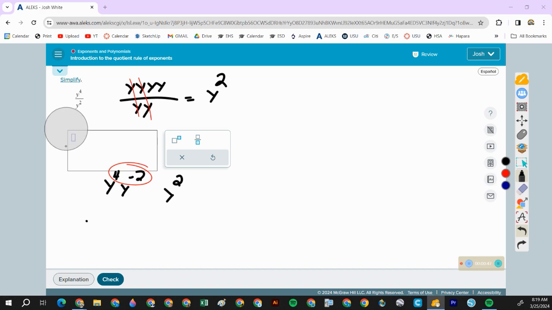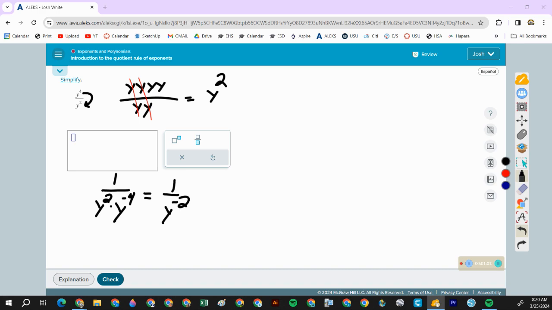Now, you could move the top one. So if I move this down here, I get 1 divided by y squared times y to the negative 4. And that leaves me with 1 over y to the negative 2. But the rule of simplifying variables and exponents is never leave a negative exponent. So we would have to move this back up, and we would get y squared. So lots of different ways to do that.